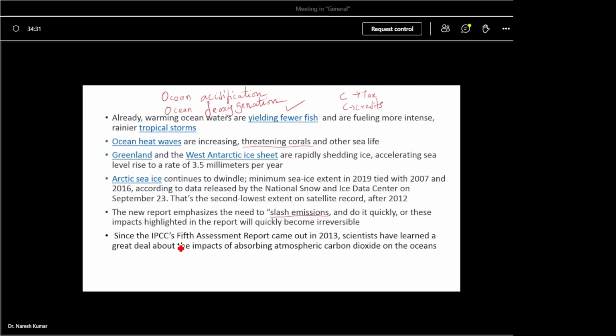Recently we have IPCC's sixth report also. In this slide we are mentioning the assessment reports. There are various assessment reports, AR5, AR6. This is AR5, where scientists have learned a great deal about the impacts of absorbing atmospheric CO2 on the ocean. So now we also have AR6. Assessment Report 6 is also there. You can go through that. It is available now.